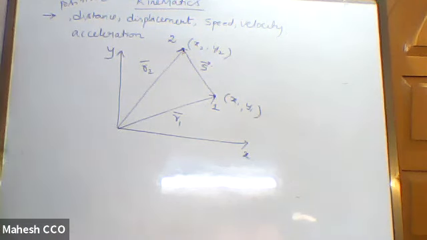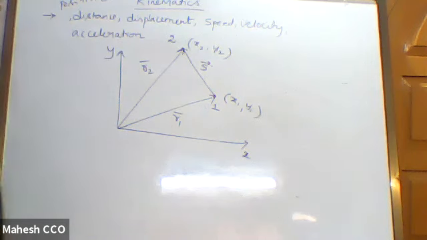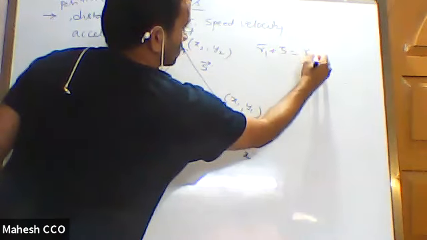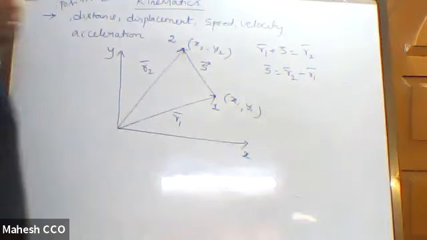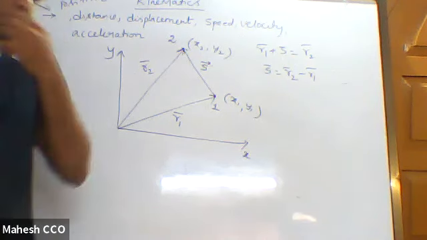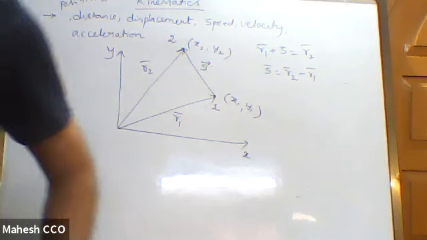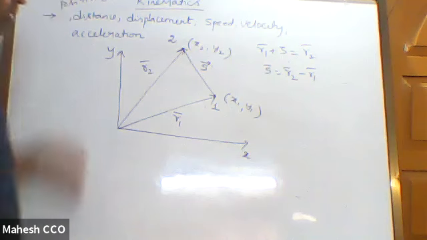Now, from our triangle law of vector addition, I can clearly understand that r1 bar plus s bar is equal to r2 bar. So s bar is equal to what? The displacement is nothing but r2 bar minus r1 bar. The change in the position vector, or the difference between final position vector and initial position vector, that is nothing but the displacement. Okay. So displacement is r2 bar minus r1 bar.